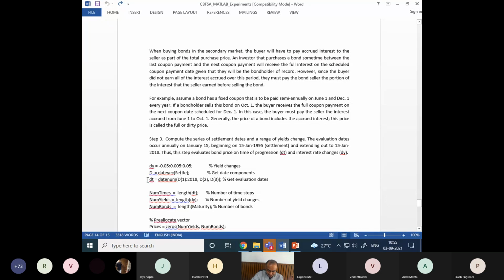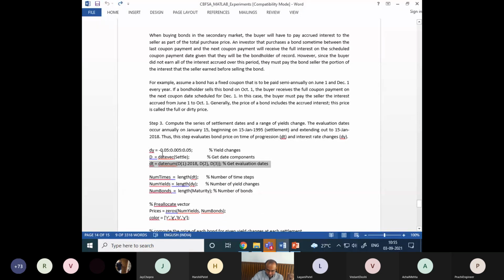Okay, that's it. Then I create one date vector or time vector dt, which is the date number of d1, which is the year of my settlement date, 1995, and I have to go from 1995 up to 2018, because I have to find this yield curve up to 15 January 2018. The date and month remain the same. So d2 is the month from this date vector, which is the same for all, and d3 will remain the same. So it is 15 January 1995, 1996 up to 2018, in this vector dt. So that will be the evaluation date.